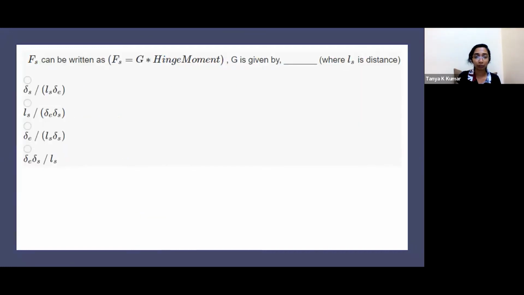Fs, stick force, can be written as Fs into G. Fs is equal to G into hinge moment. Okay, so G is given by what? We know the formula for Fs as this. Now HM is hinge moment. This is G, right? So Fs is equal to G into hinge moment. So this quantity is G, delta E upon Ls into delta S, this one. Okay.